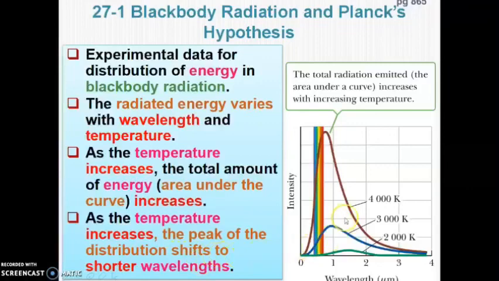When you look at this graph of intensity versus wavelength, for the red color here, this is the maximum temperature, compared to this one, which is a smaller temperature. The amount of energy is based on the area under the curve here.